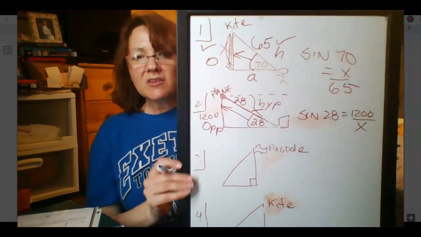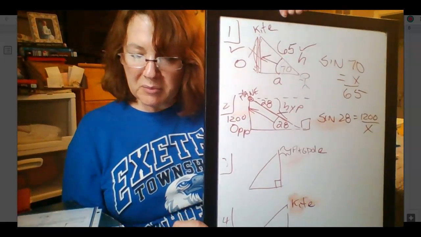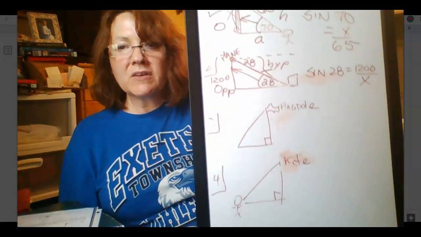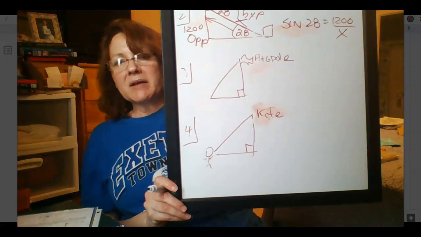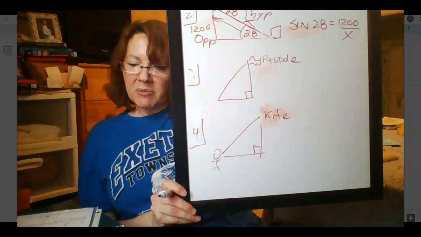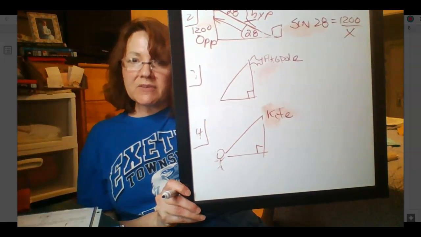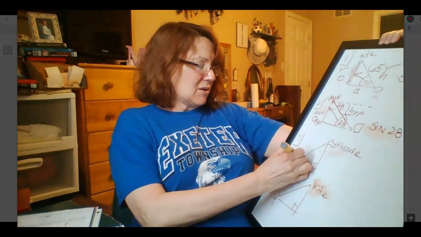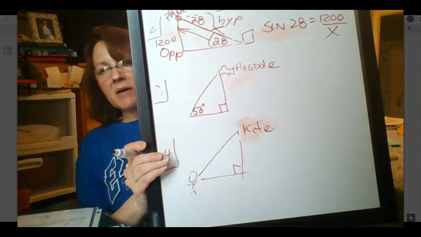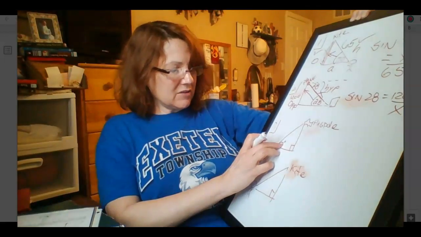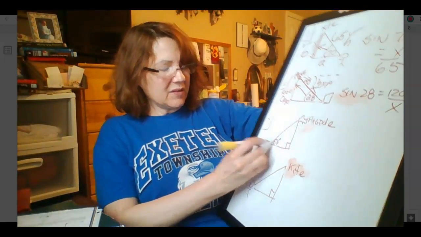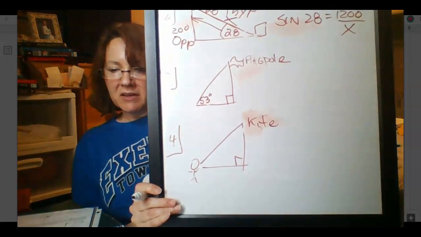Looking at number 3, from a point on the ground, 12 feet from the base, so I can come up a little bit, you have a flagpole, right? The angle of elevation to the top of the pole is 53. So I'm going to put my 53 right here, 53 degrees for my angle of elevation.